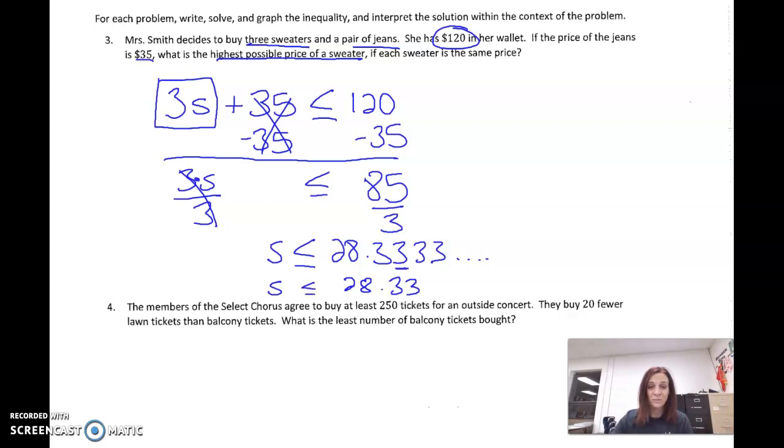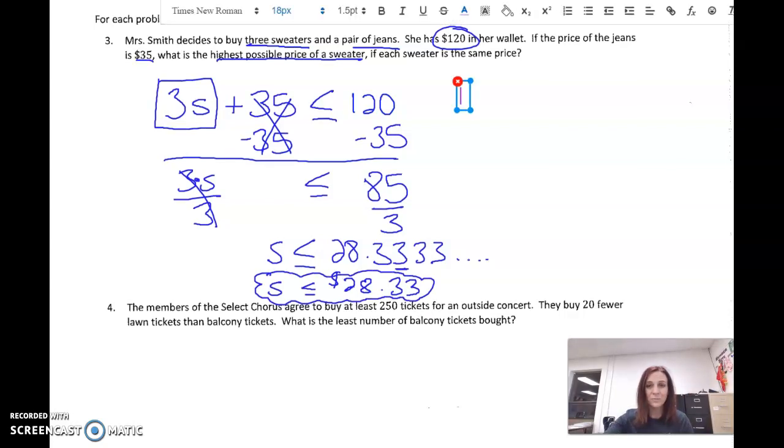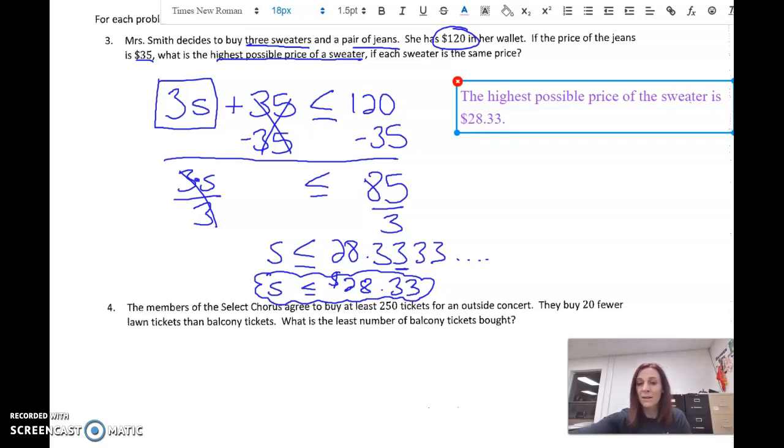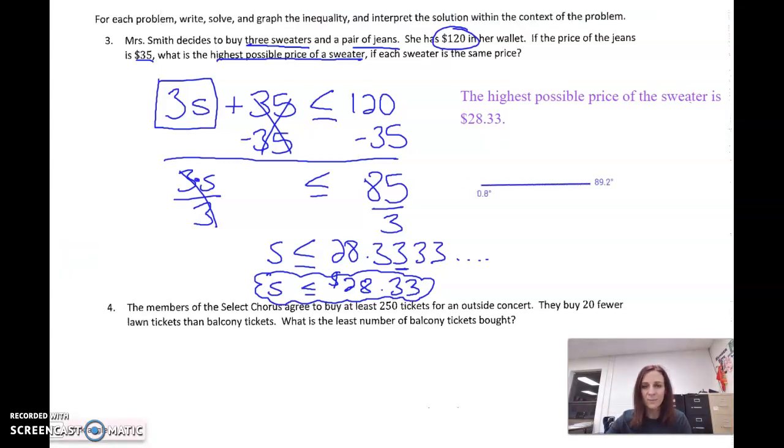So what we can say here, as I interpret, the highest possible price of this sweater is $28.33. Okay? Now graphing, we're just going to do a little bit of approximation here, and that's okay.